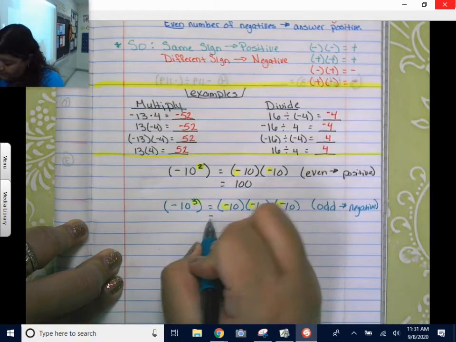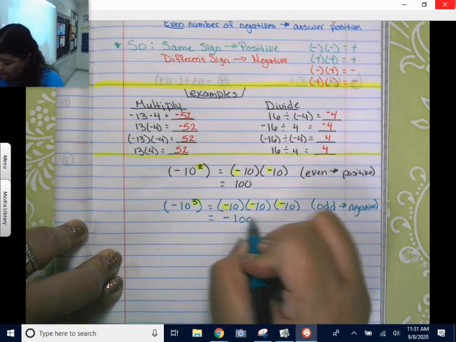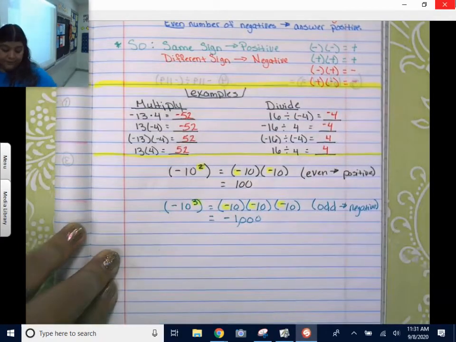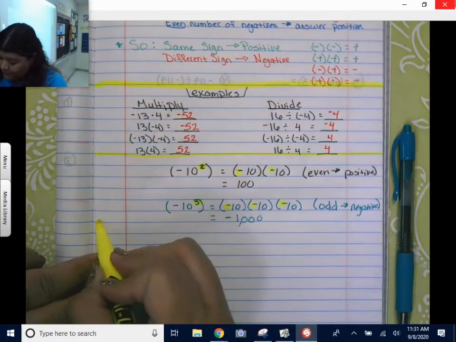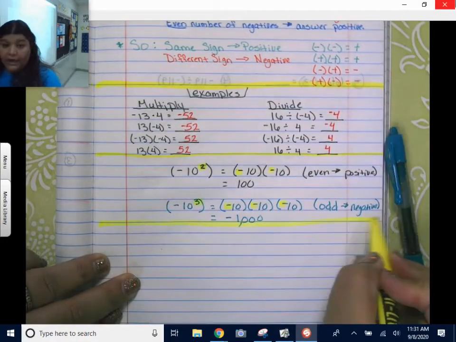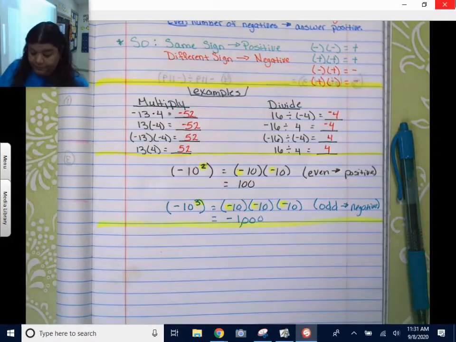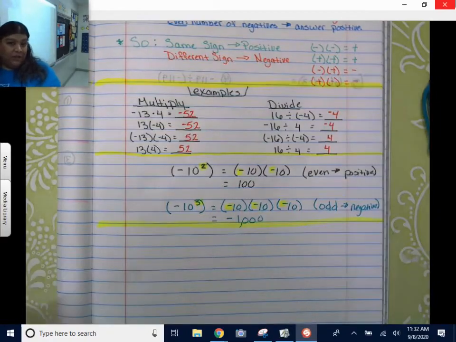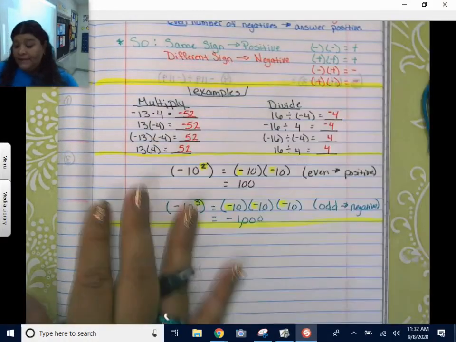Okay, so this means negative 1, 2, 3, negative 1,000. Okay, so that's a good time to use that whole even versus odd thing, if you have an exponent like that, or a long problem. Now let me show you some algebra stuff that you can actually use with this, or that you might see later on, or you might even see now.